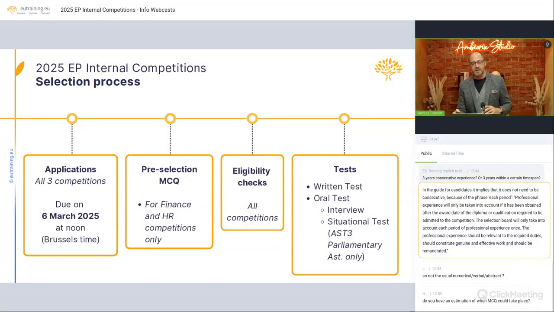And then also the oral test, which is essentially an interview and then a situational test, which is an interesting one, and it's only for the AST3 parliamentary assistants. So the third profile, so to say. A couple of insights there, because many years ago, EPSO used to use similar kinds of tests. Again, close enough, but not the same. So I have a couple of insights there to share with you.